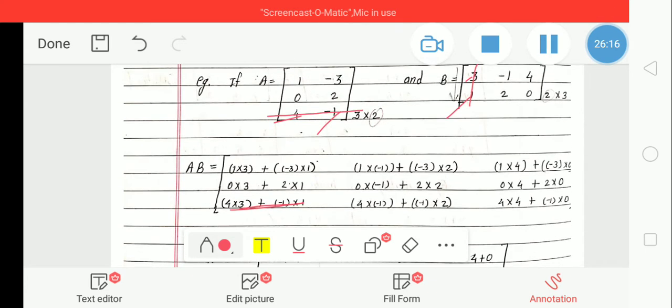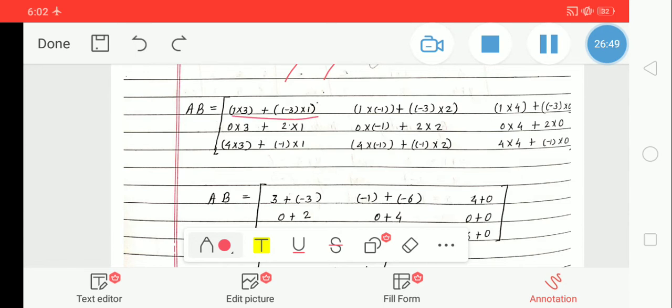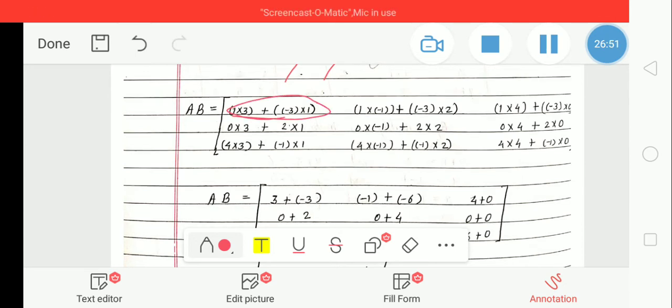Then third row and second column, 4 multiplied by minus 1 plus minus 1 multiplied by 2, and take the addition. Now here third row and third column, 4 multiplied by 4 plus minus 1 multiplied by 0, so giving these. Now multiply and add, evaluate this equation.